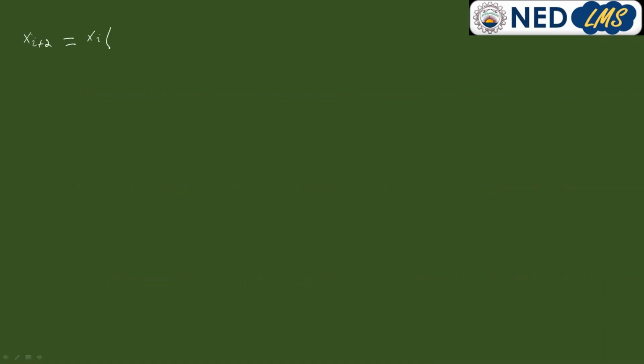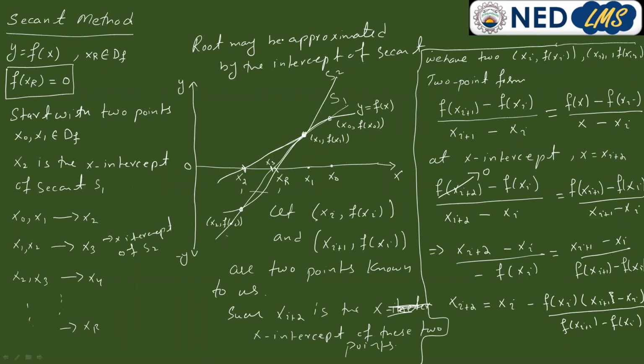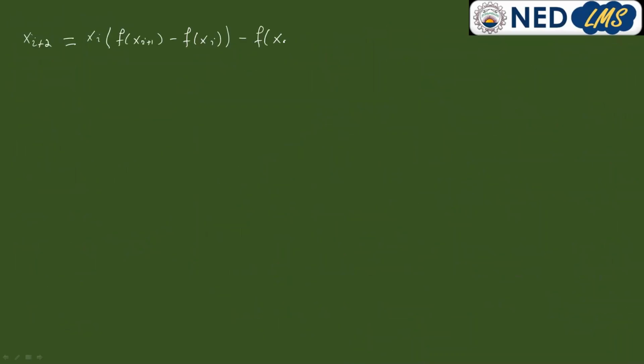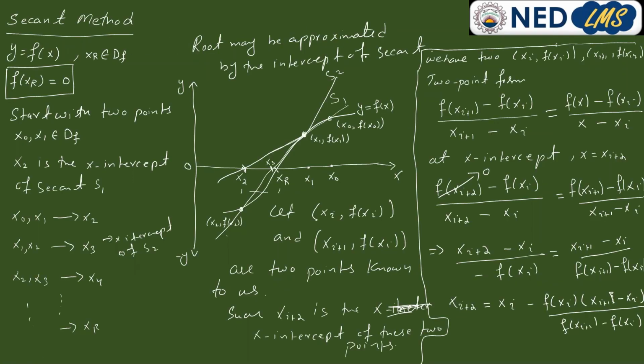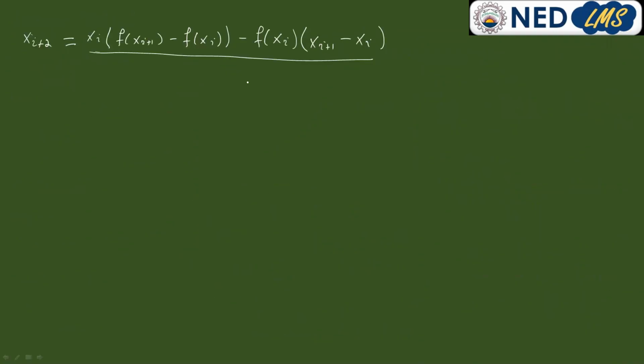So this will become x_i into f of x_{i+1} minus f of x_i, minus f of x_i into x_{i+1} minus x_i. And this whole is going to be divided by f of x_{i+1} minus f of x_i.